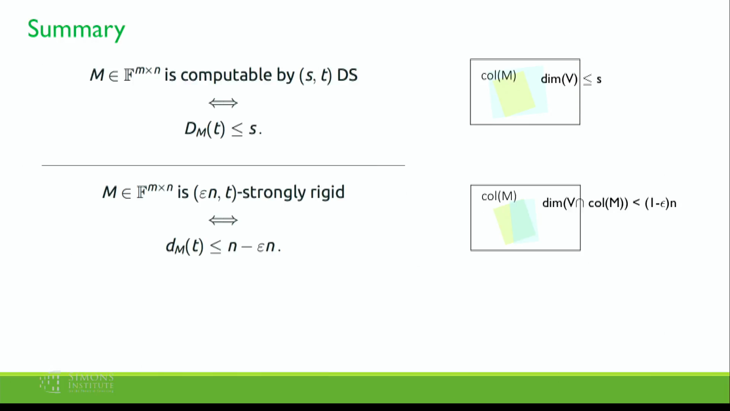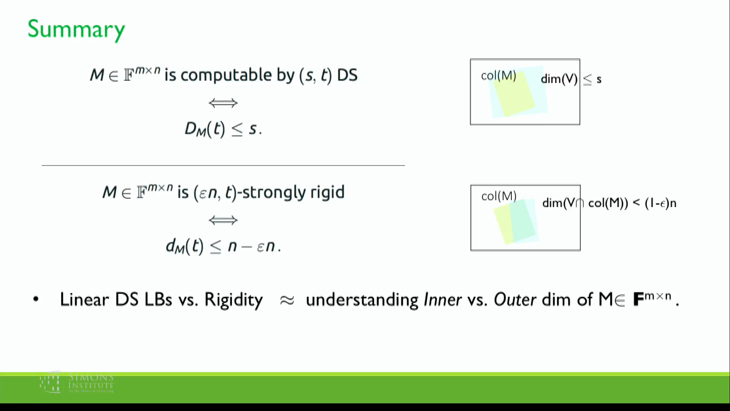So, okay, so you took a nap. This is kind of the time to wake up. Everything we discussed boils down to that kind of statement. A matrix admits an ST linear data structure if and only if its outer dimension is at most S, and it's strongly rigid if and only if its inner dimension is small.